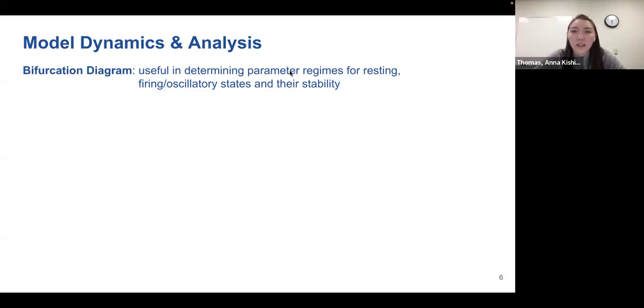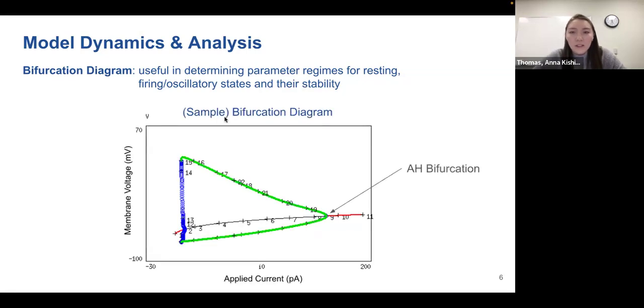They're helpful in finding different parameter regimes for maybe the resting state where the neuron is not able to fire. Maybe if the current is negative, for example, then the voltage of the membrane is very, very low and the neuron does not fire at any point. Or if we crank it up a little bit, we see these oscillatory states and then maybe their stability as well. So this is a sample bifurcation diagram from a different model. It's just the basic sodium, potassium, and leak channel. So it's not quite ours yet, but I wanted to show what we would maybe want to do in our next step, since we're still fairly early on in the project.